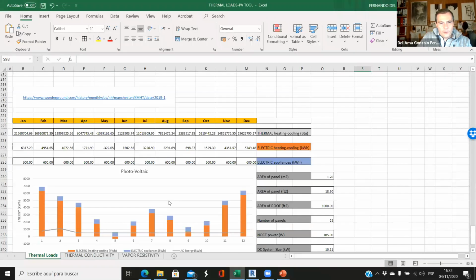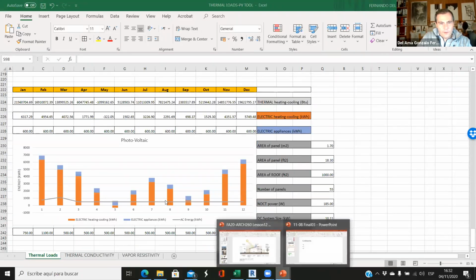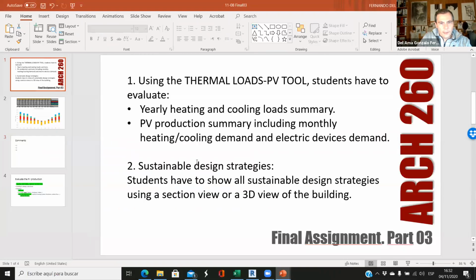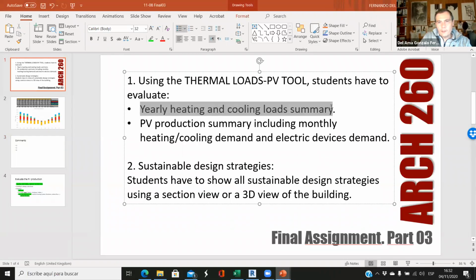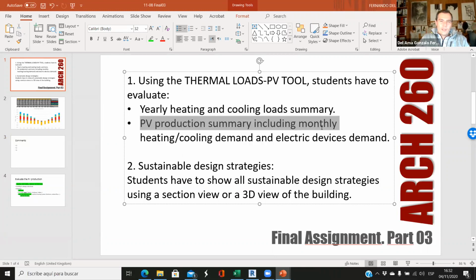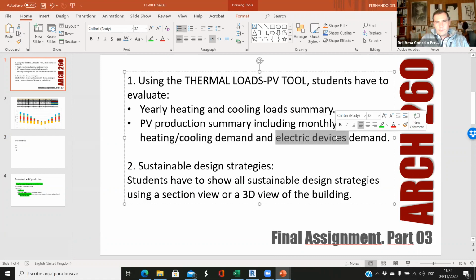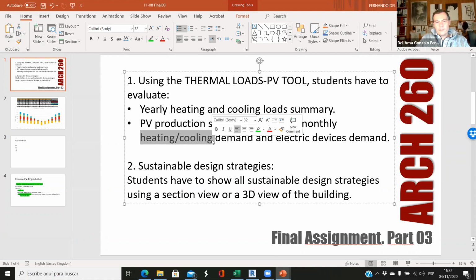The second thing we have to do is, so this is a yearly heating and cooling load summary. So this is the summary. What about the PV production summary, including heating and cooling demand? We have done this with the electric devices. This is what we did last week. But now we are going to include the heating and cooling demand.